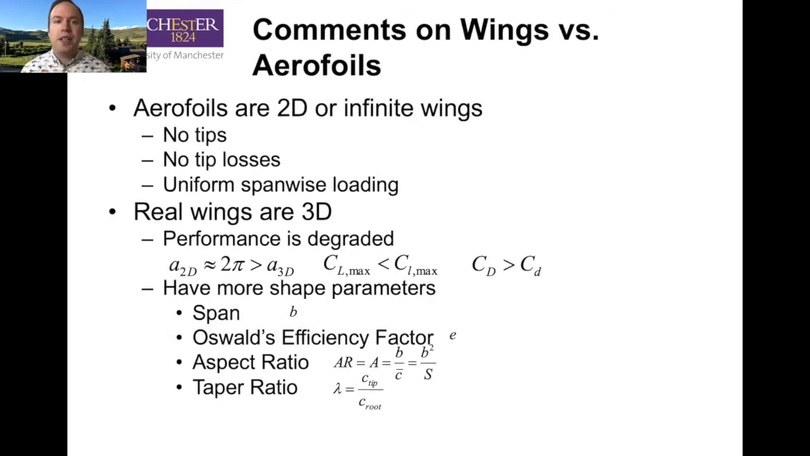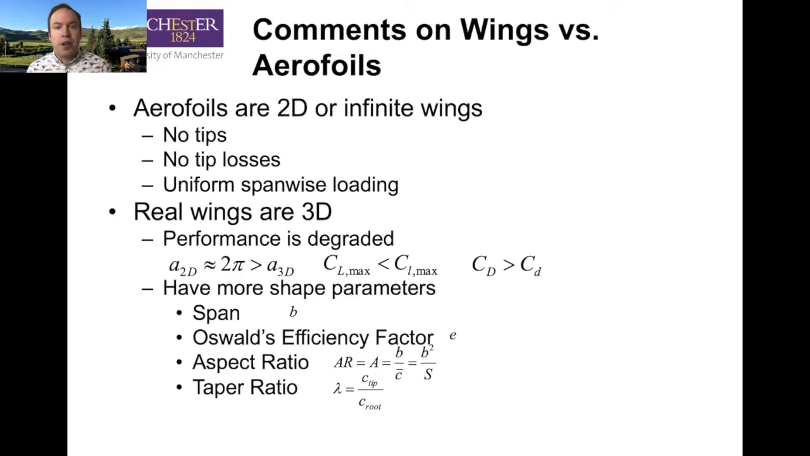Comments. First thing we need to think about, airfoils are 2D or infinite wings. They have no tips. They go around. If it was a real airfoil on a real aircraft and we had to be infinite, it would wrap all the way around the Earth. In reality, what we do is we put them in a wind tunnel and they go the whole span of the wind tunnel section. So there are no tips and therefore no tip losses. And we'll talk about what that means here in a second.